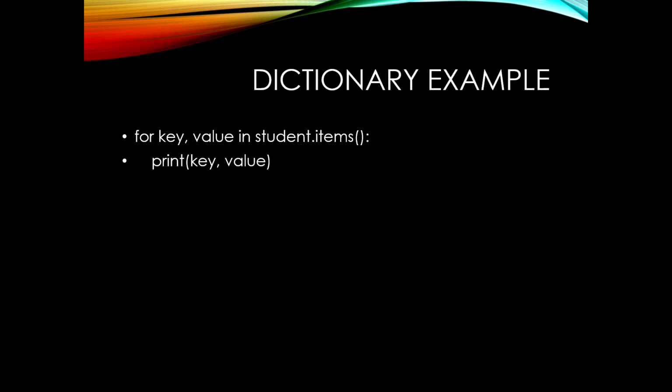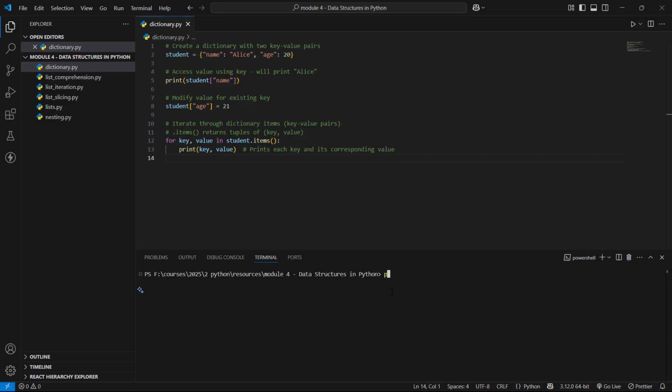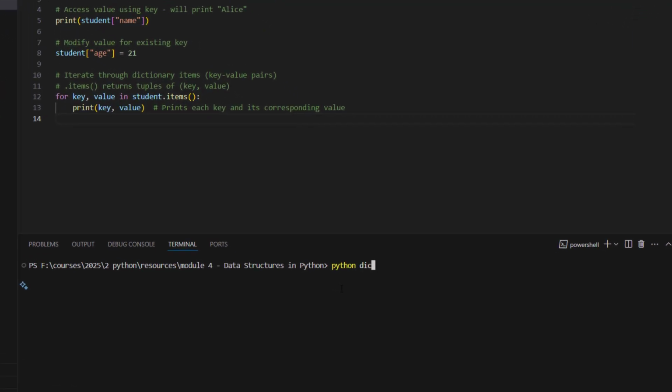Let's take a look at a complete dictionary example. So for key, value in student dot items, print key comma value. Let's execute it.